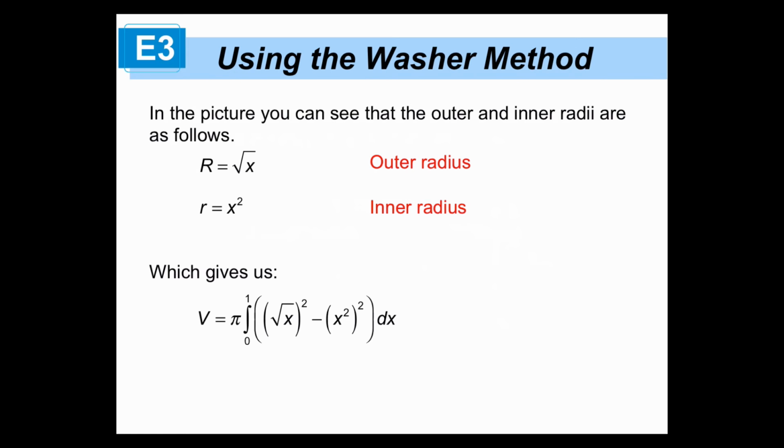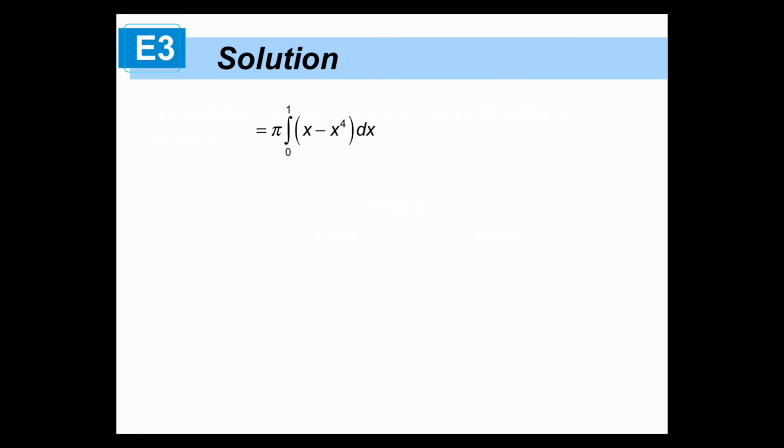Plug in 0, plug in 1. Or plug in 1, plug in 0, subtract the two. Take your final answer, multiply by pi. Okay. 3 pi over 10. Exact answer, or you can take a decimal value.